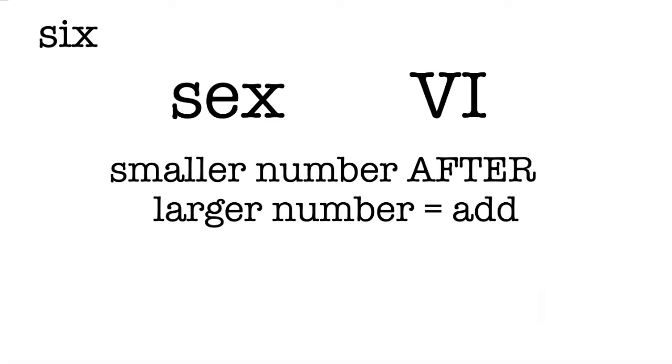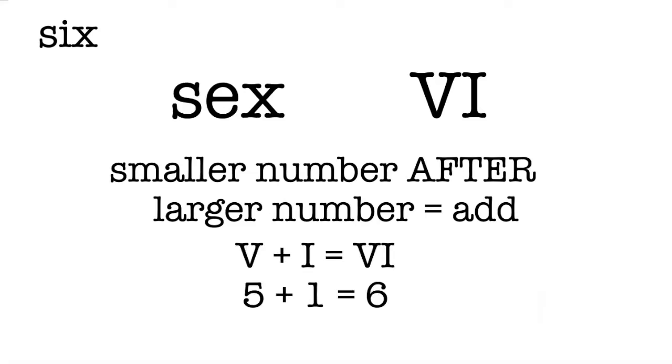Moving on to the number 6. The Latin word is sex, and we're going to do more math here. So this is going to be VI. Before we saw the I before the V, and that was subtracting. Now we've got the smaller number after the larger number, so we're going to add. So this is V plus I. So VI is 6.